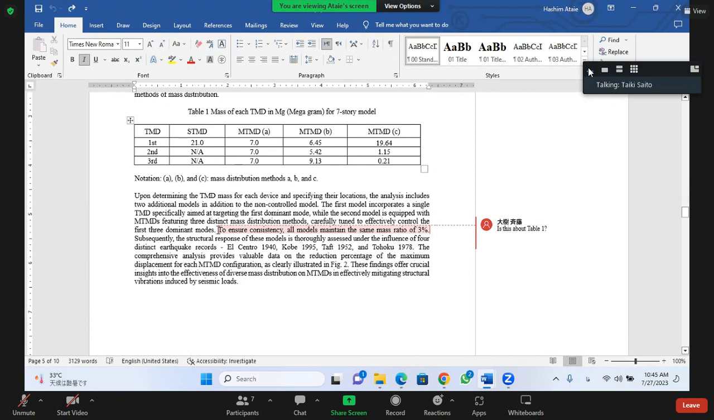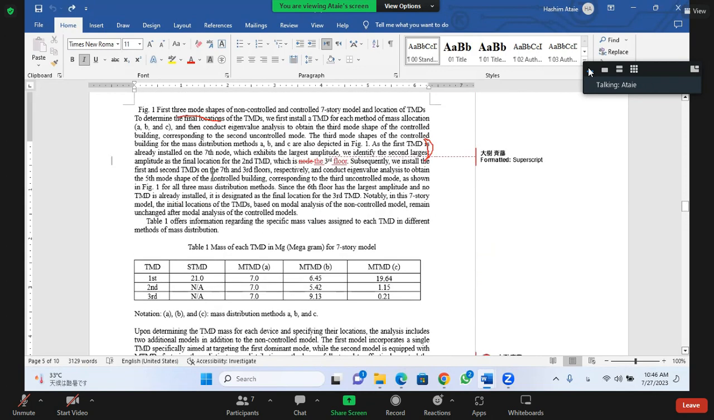Yes, but you must mention this before, I mean, table one. So where is the explanation about table one? It is not exactly about table one, sensei, but it is related to table one. They are related together. Could you show me the explanation of table one? How did you mention it?